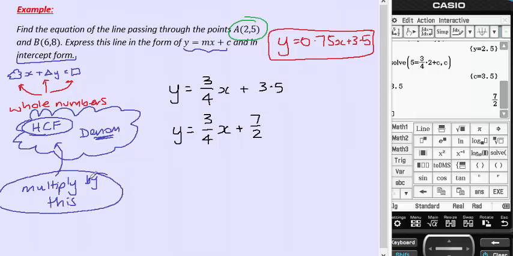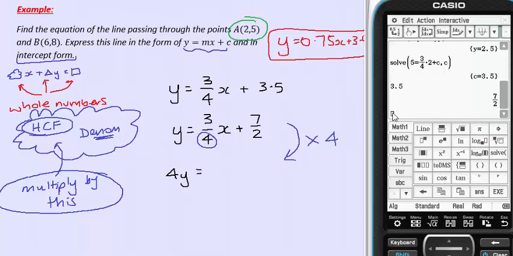So my denominator here is going to tell me what I multiply. I'm going to multiply everything by 4. And what I'm going to get then is 4y equals 3/4 times 4. So let's find out what that is. We'll go here and we say 3/4 times 4 equals 3.